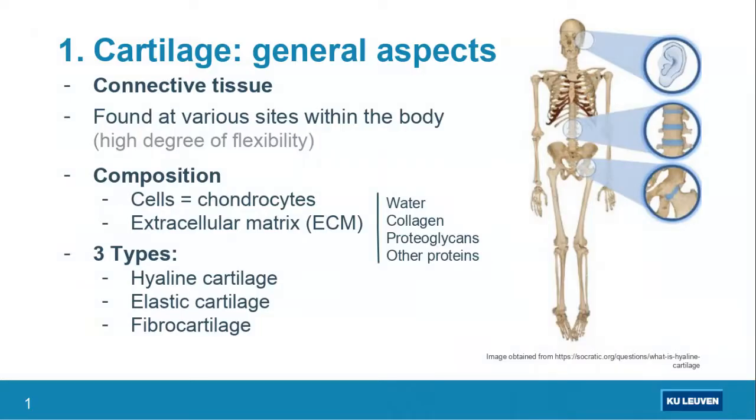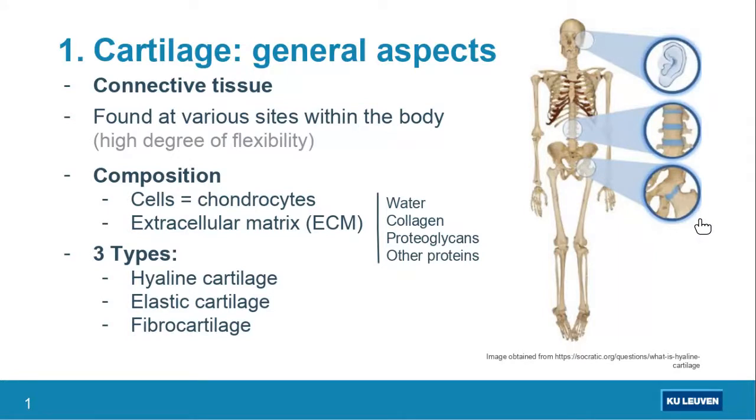First, a couple of general aspects about cartilage. It is a type of connective tissue that is found at different locations within our body. Specifically, it is present in those places that require a high degree of flexibility. For example, we find cartilage in our ears, in our spinal discs, or in our joints, such as the hip joint.